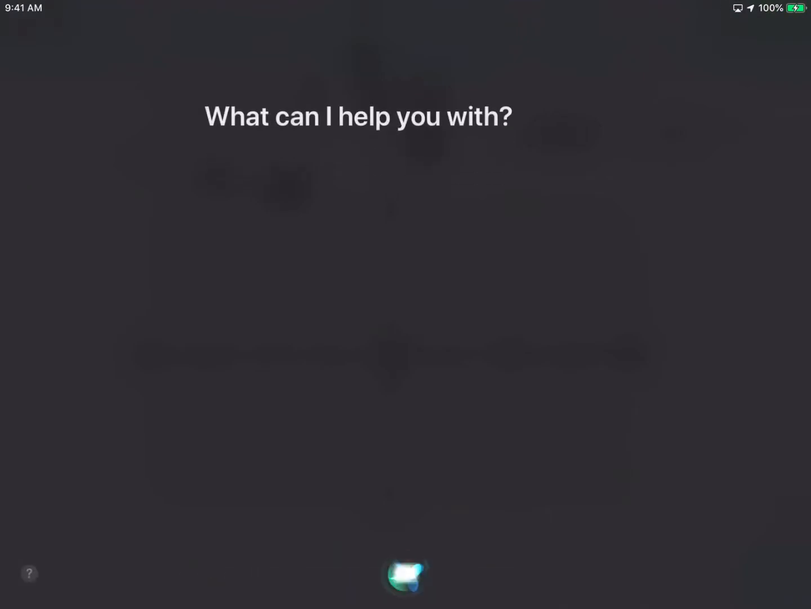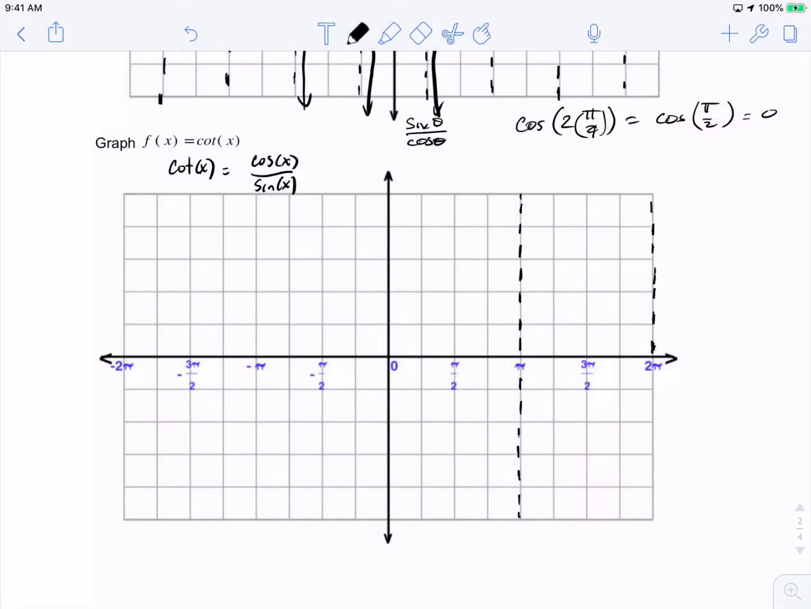at negative pi and at negative 2 pi. And so we can see from here, cotangent has the same period as tangent. So the period for cotangent is going to be pi again.